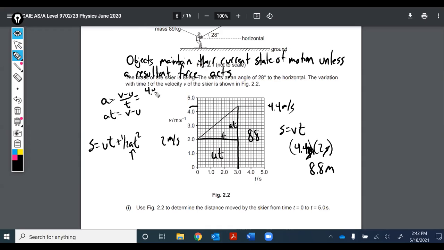So it's going 4.4 final minus 2 initial. Those are just the difference in the velocities. The rise, the run, is 3 seconds. So it goes from 2 to 4.4 over 3 seconds. So 4.4 minus 2 divided by 3 is 0.8. So its acceleration is 0.8 meters per second squared.